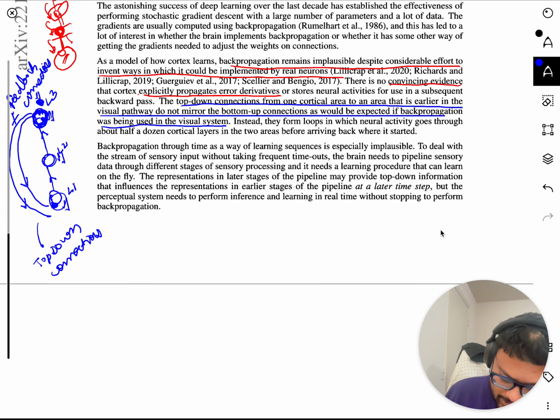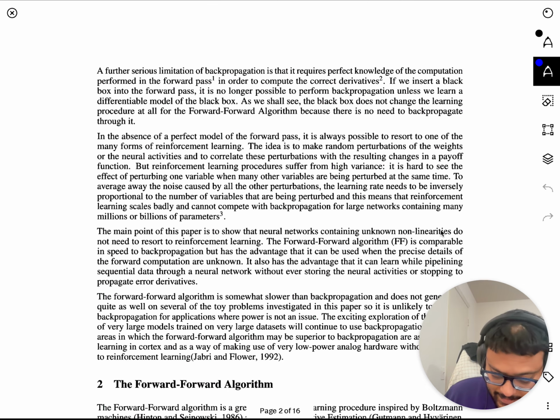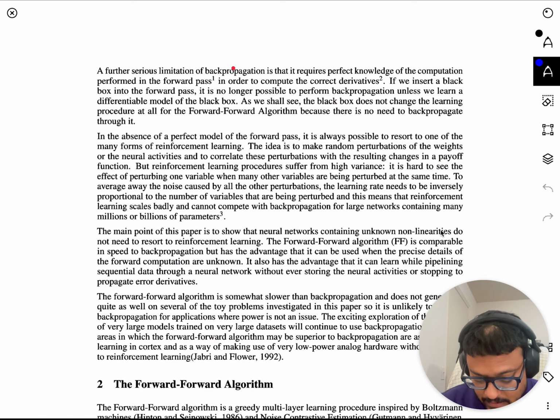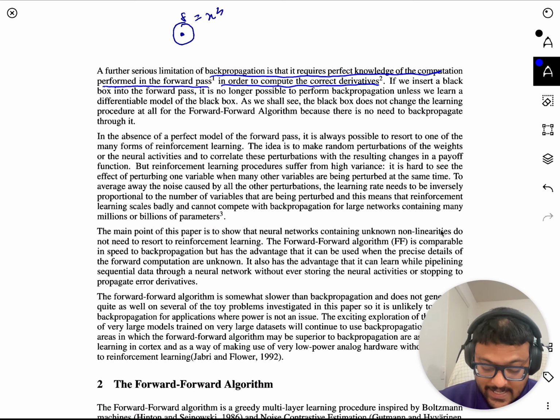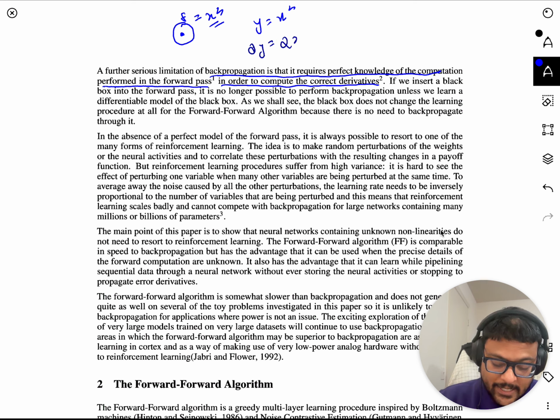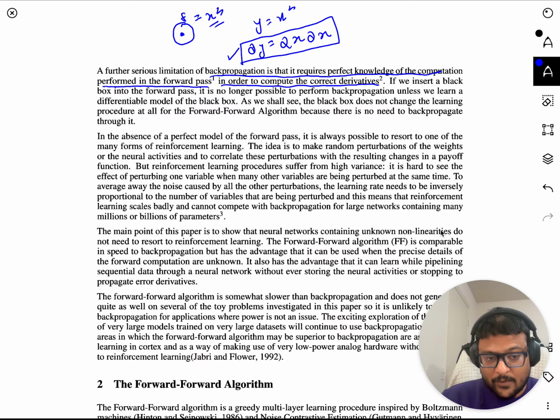So this is all that is wrong with backpropagation. The other thing which Hinton says is that the problem with backpropagation is that it requires perfect knowledge of the computation performed in the forward pass in order to compute the correct derivatives. Let's say that you have a function f, and you know that this function is x squared. So y is equal to x squared, and the only way you can perform a backward pass here is if you know the gradient of y is basically 2 times x times the gradient, right? So if you know this, only then you can perform the backward pass.